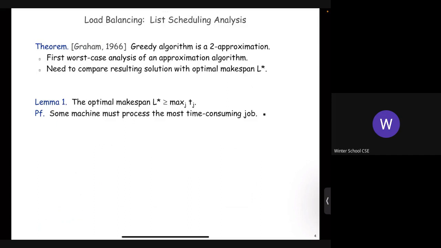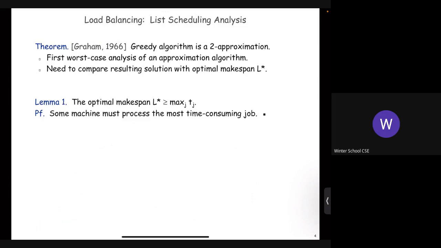Let's start with the optimum makespan. Look, you will assign every job to some machine, right? So whatever is the maximum time any job takes, whatever may be the makespan, whoever makes this schedule, that much time it will take. So this is all that it says. It is very trivial. Is that fine? Okay.